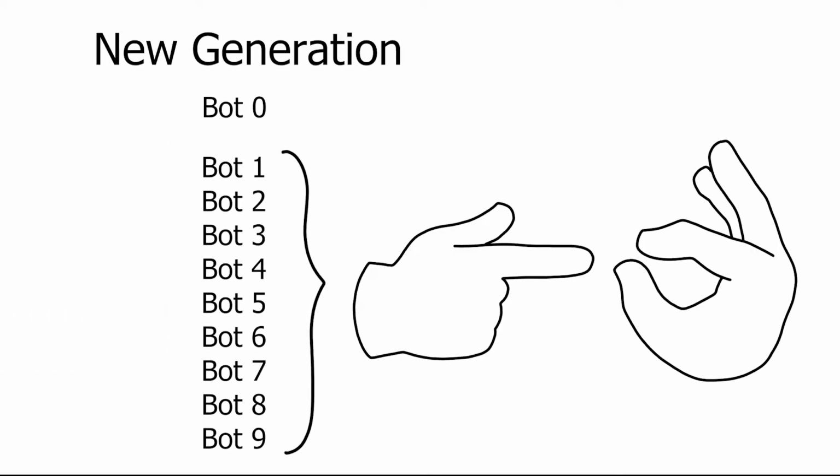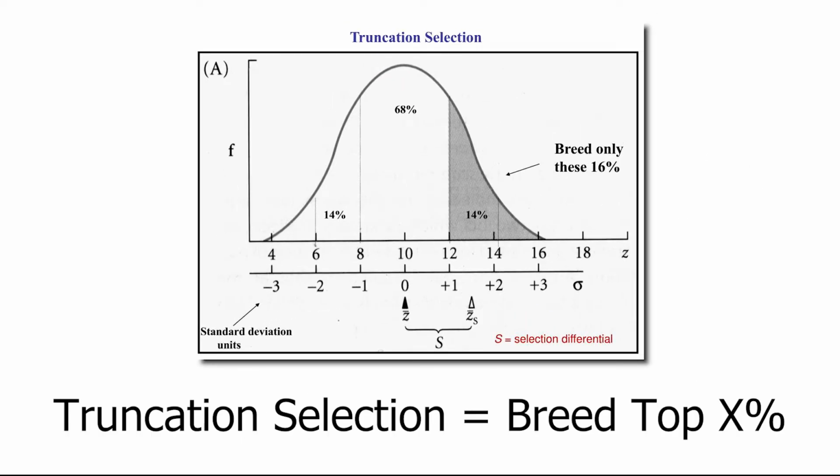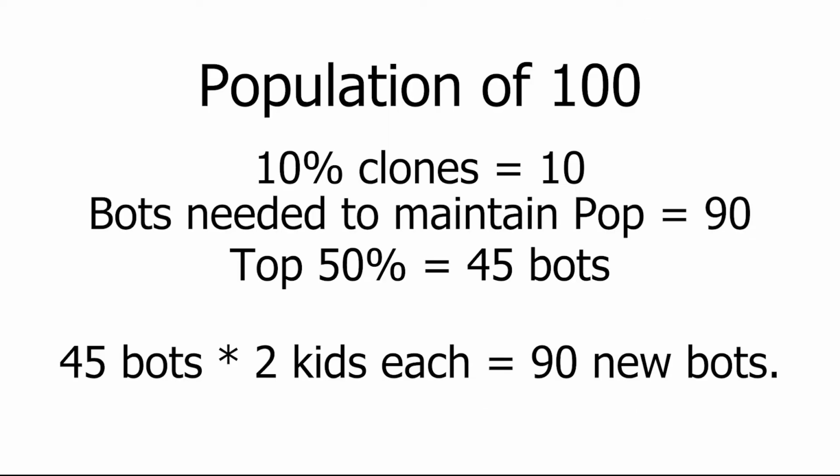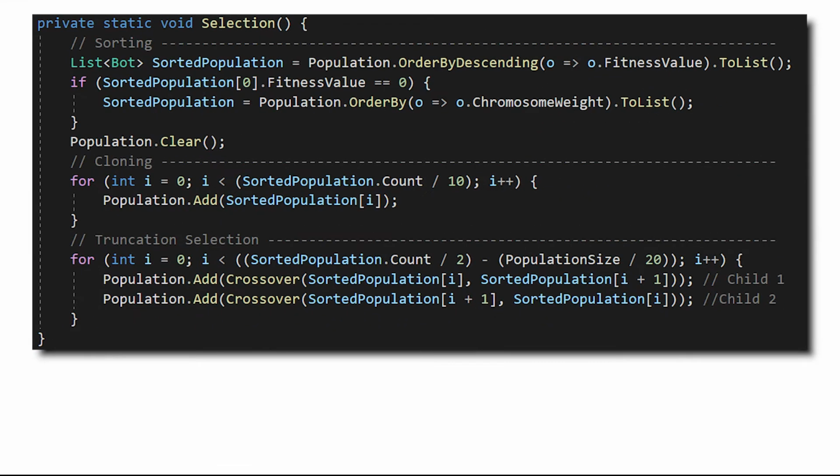To replace the remaining 90%, we breed a new generation. And considering we are only using the top 50% of the old bots to replace 90% of the new generation means, true to the real world, each pair needs to have 2 children to maintain the population. And this can be seen in this section of code.